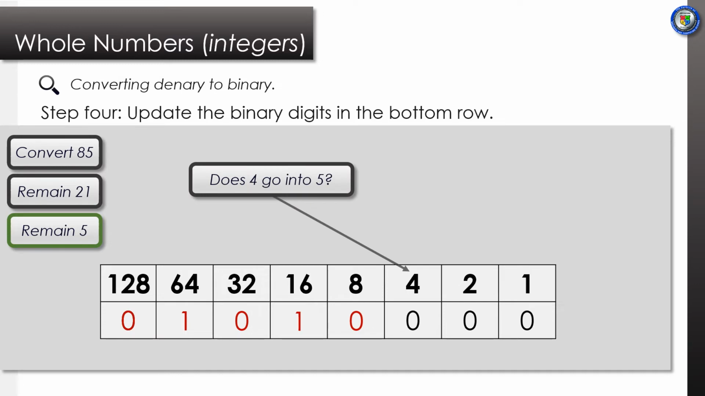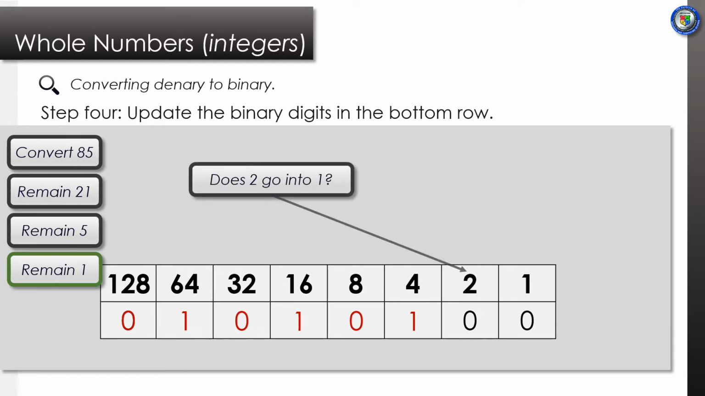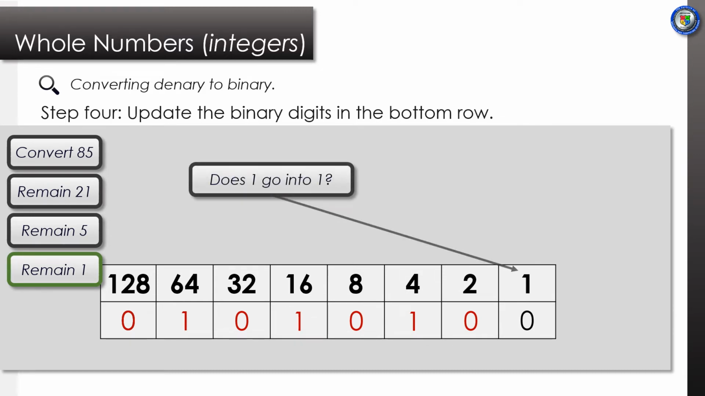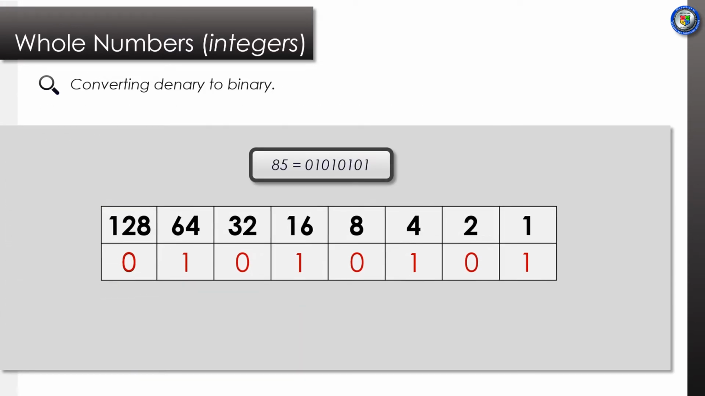Does 4 go into 5? The answer is yes, and we set that bit to 1. Okay, and that gives us a remainder of 1. So 4 away from 5 gives us 1. And we move forward with that value to the next column. Does 2 go into 1? Again, we set that bit to 0 because it doesn't, leaving us still with a value of 1. Moving to our final column, does 1 go into 1? Our answer is yes, and we set that bit to 1. After our conversion has taken place, we can see that this gives us a binary value of 0101 0101.